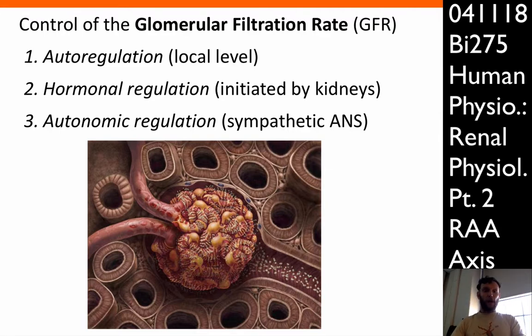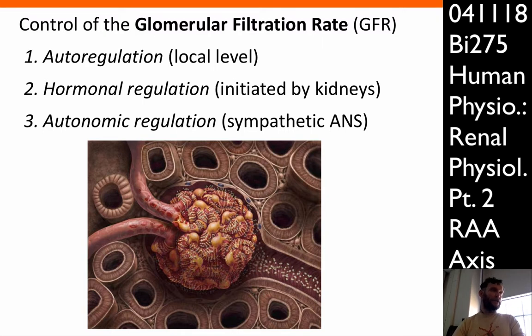This is an overview. The beginning of understanding how the kidneys work is simply how they control their own filtration, their own specific intrinsic function, which is the filtration rate. And this happens through three main methods.